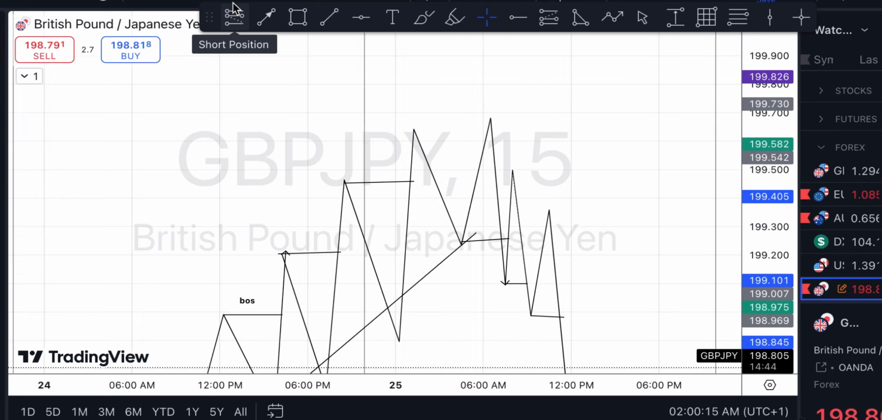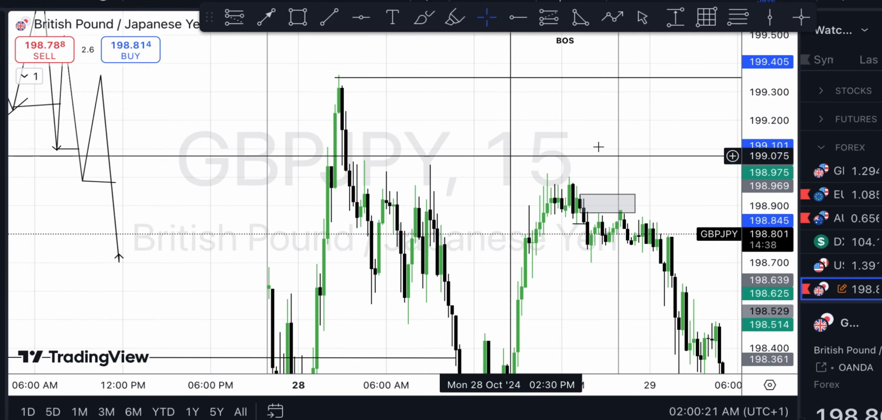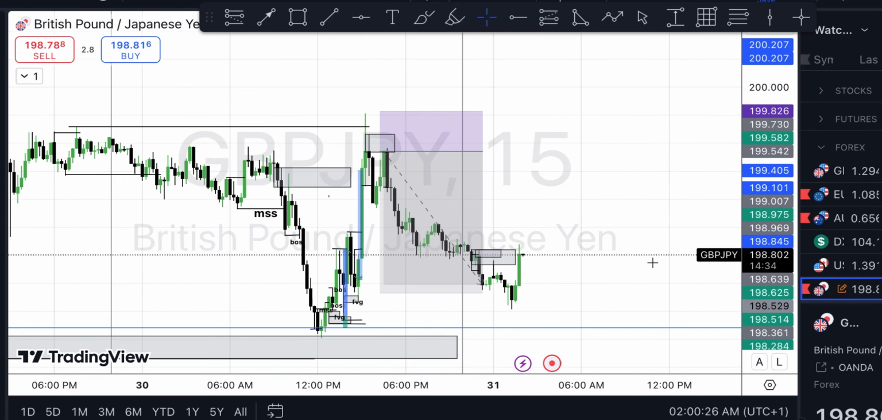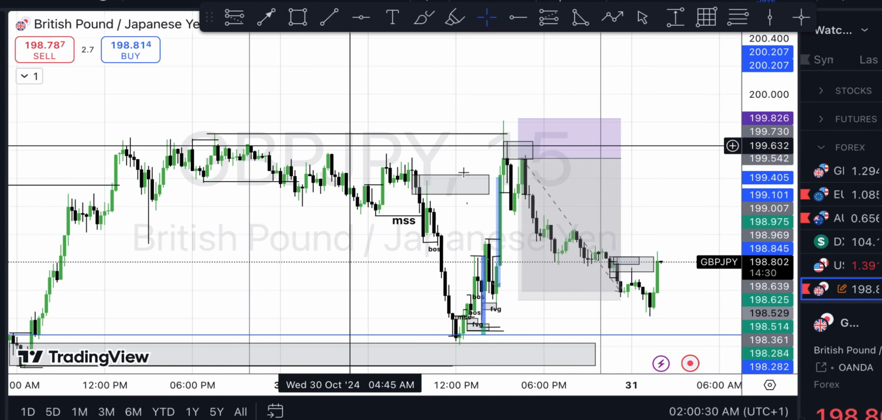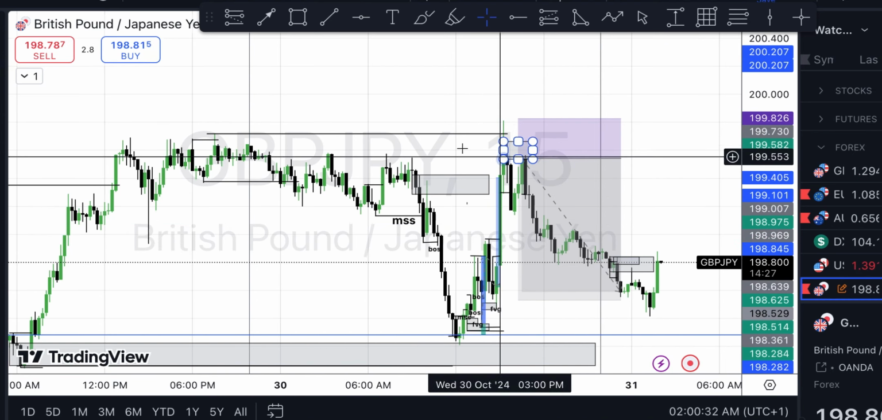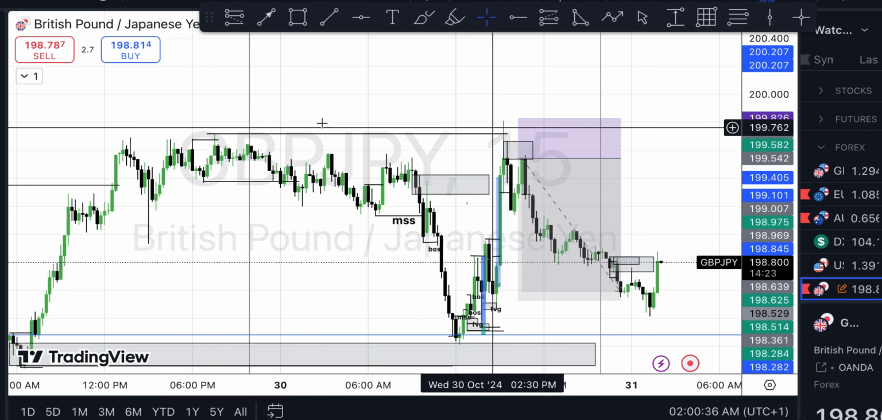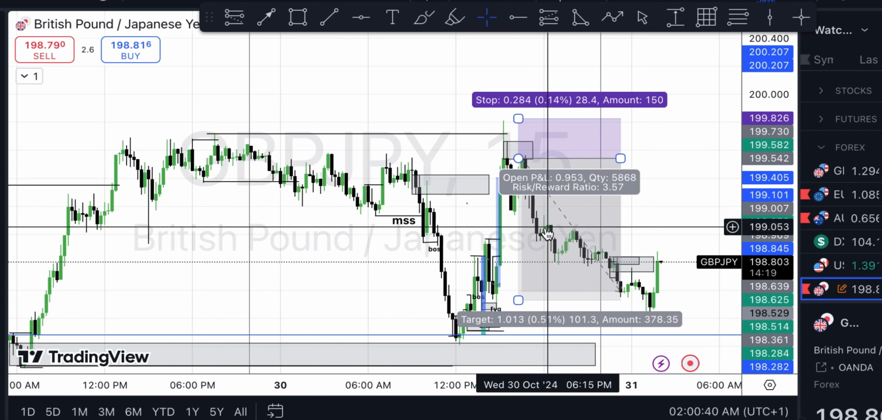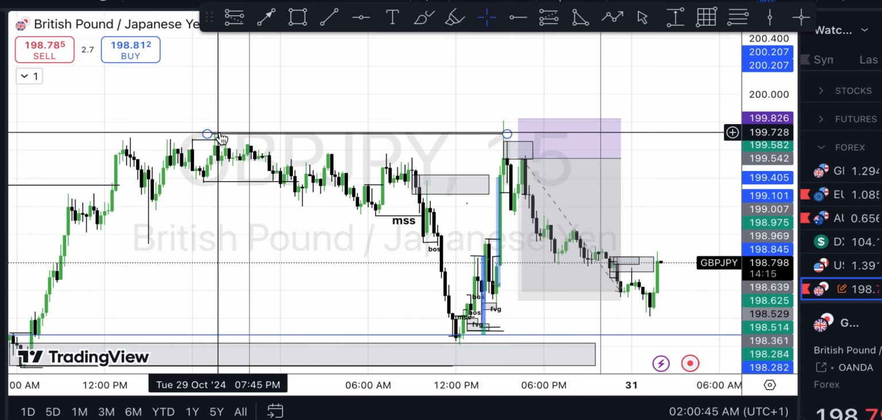So what I did here, let me show you. Let me switch to a higher time frame, 15 minutes, so you can see exactly what is happening on this chart. As you can see boldly on this chart, when price got to this zone, price took out this high. You can see this long wick here, it took out this high here. Immediately price did that.